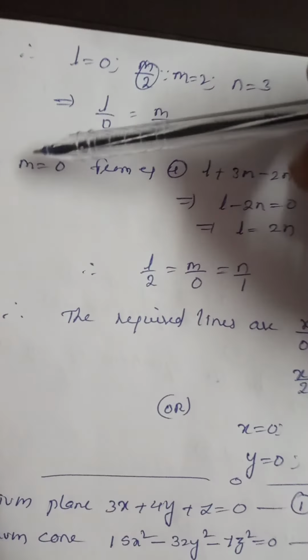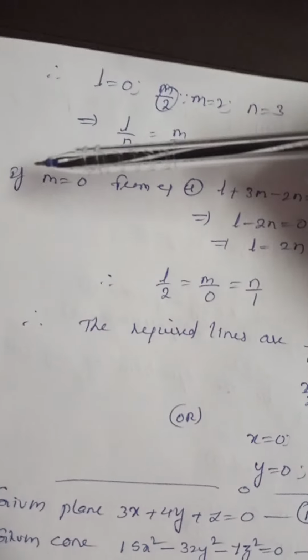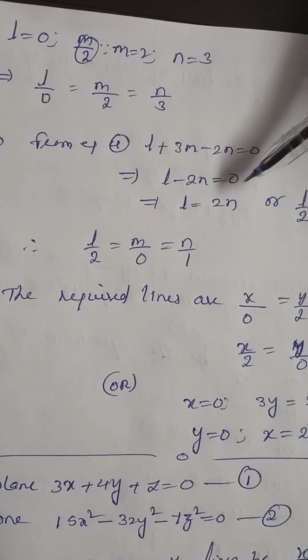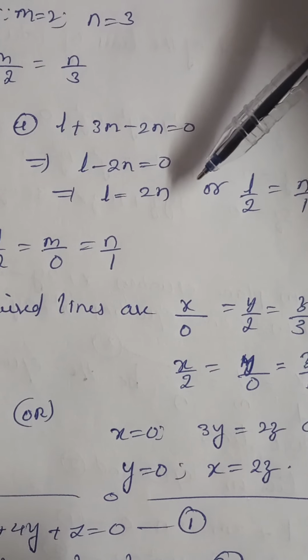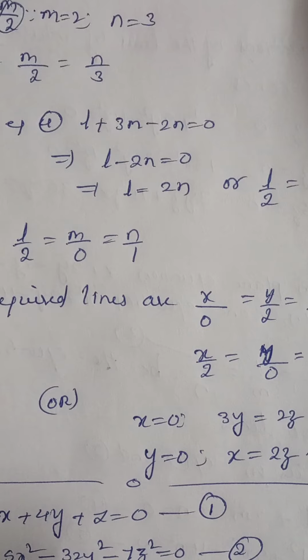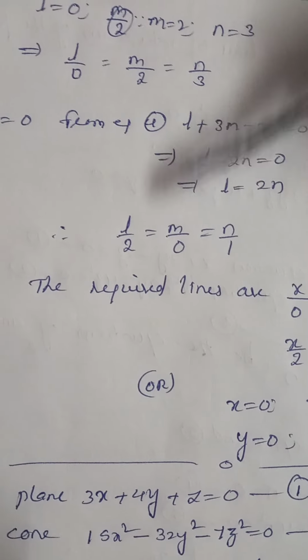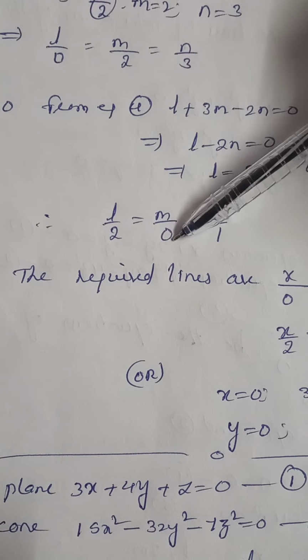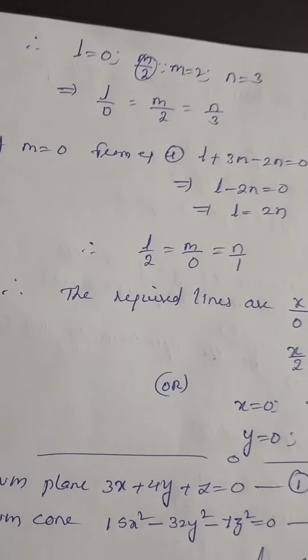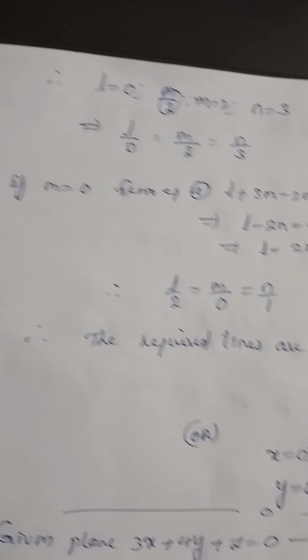Now second case, m is equal to 0. If m is equal to 0, again from equation 4 you will get L minus 2n is equal to 0, L is equal to 2n, or L by 2 is equal to n by 1. Again from this condition, L by 2 is equal to m by 0 is equal to n by 1. Now these are the 2 sets of values. One set is this one, another set is this one.